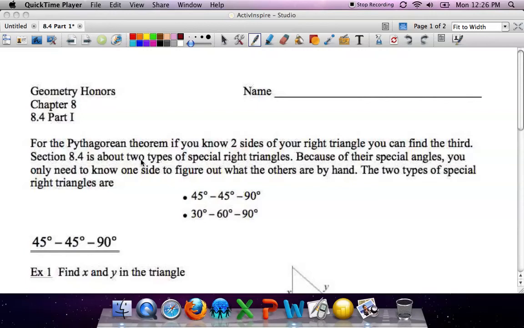With the Pythagorean theorem, if you know two sides of your right triangle, you can find the third. This section is about two types of special right triangles. Because of their special angles, you only need to know one side to figure out what the others are by hand. The two types of special right triangles are 45-45-90 or 30-60-90. Today we're going to explore just the 45-45-90.